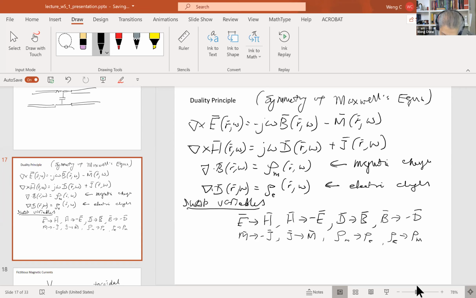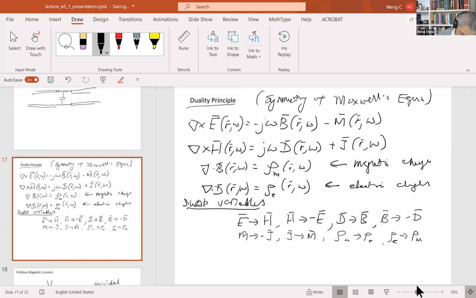Okay, Maxwell's equations remain the same. This is called the duality principle. In other words, if you have found a solution to Maxwell's equations with certain E, H, D, B, and so on, and you do this swapping, those new swapped fields should still be a solution to Maxwell's equations, except that they are dual.